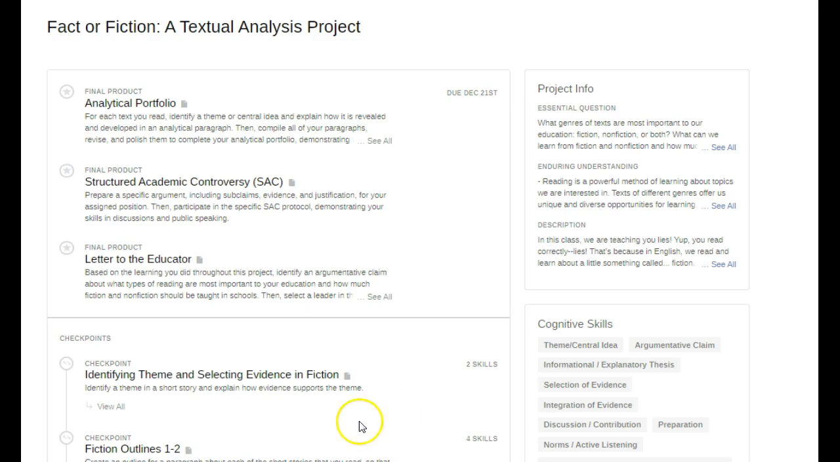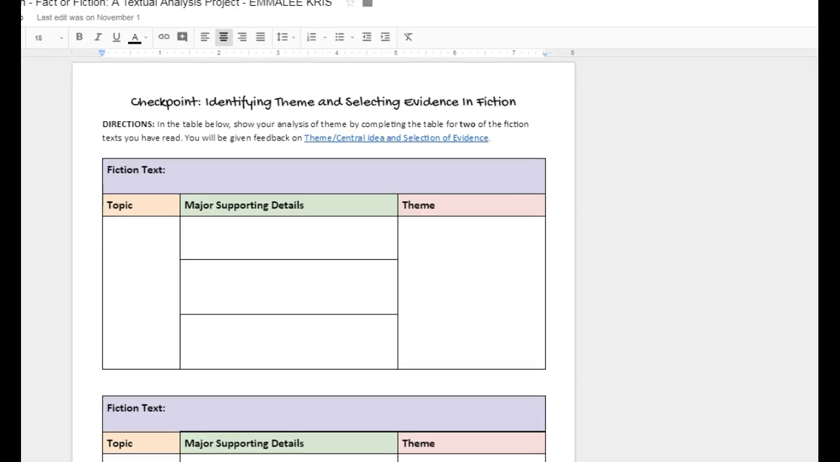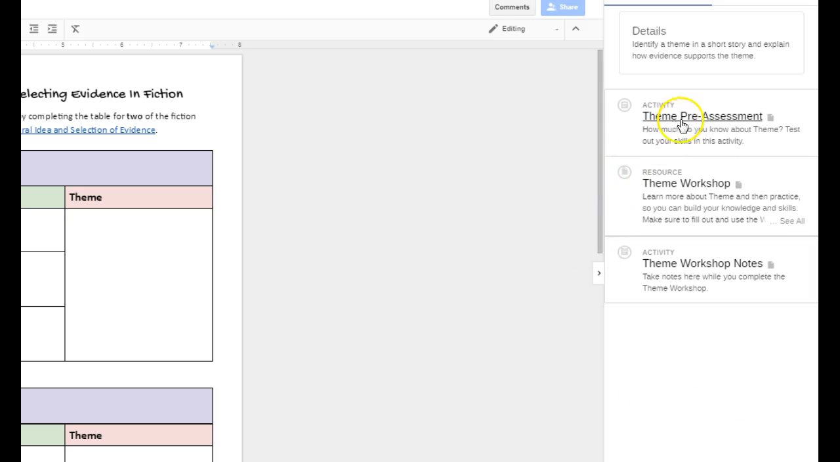So to do this, we're going to go to the checkpoint to identify the theme and selecting evidence in fiction. There's a nice template in there about evidence in fiction. The topic, the first one is probably the Christmas pudding, and the second one, A Christmas Carol. You're going to discuss what the supporting details are and what's the theme. If you don't remember what theme is, if you go over here to the side, you'll see that there is a pre-assessment and a workshop.